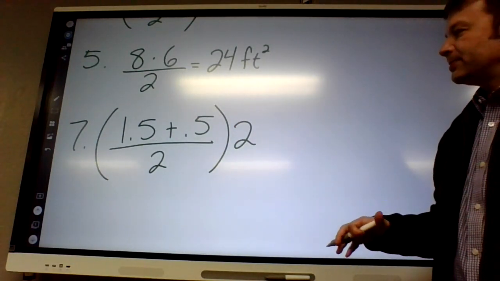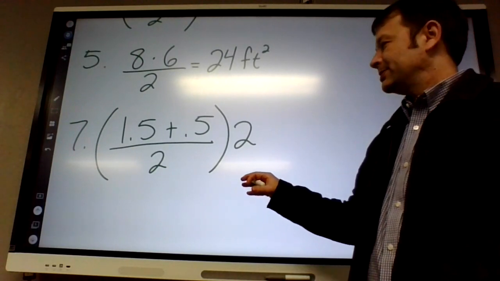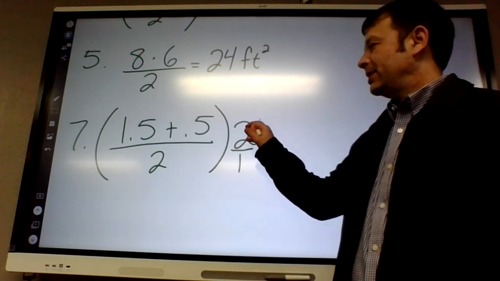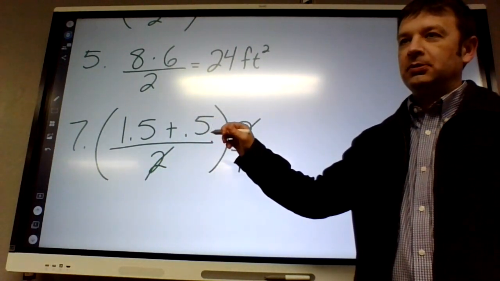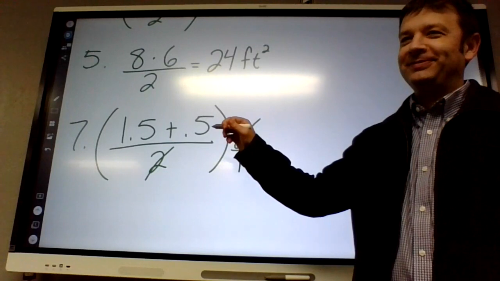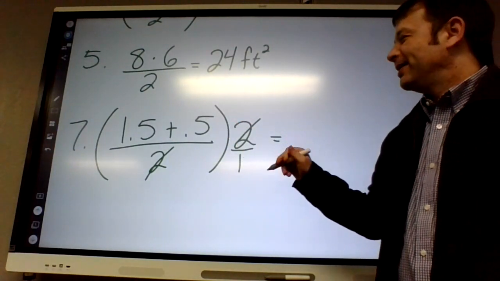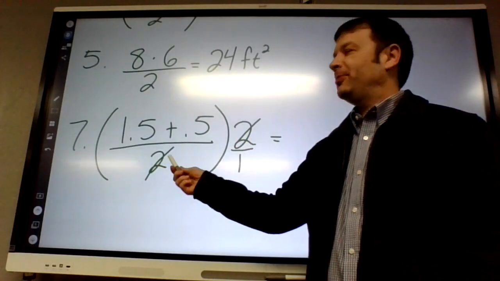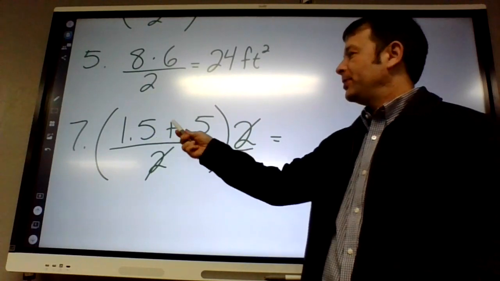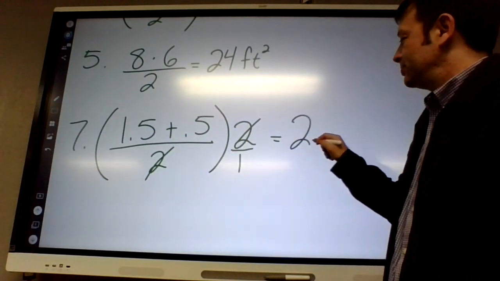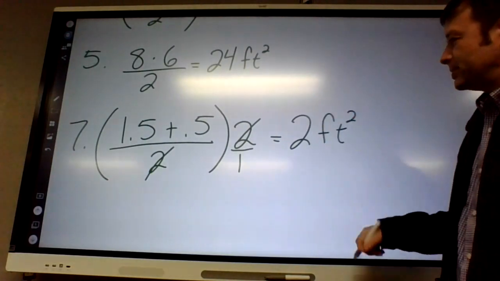There's kind of a quick way to do this without a calculator. Anybody know what it is? There you go. Good job, Lisa. Anyways, the 2's. Remember multiplying fractions, how you can cross cancel. And we got 1.5 plus 0.5, which is 2, over 2, which is 1, times 2. So anyway, it is 2.